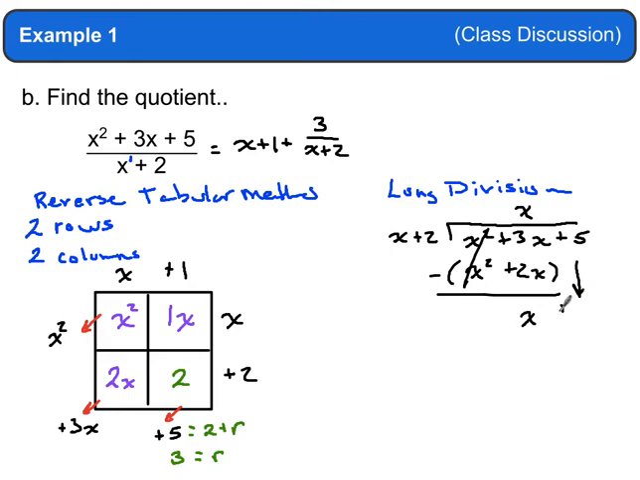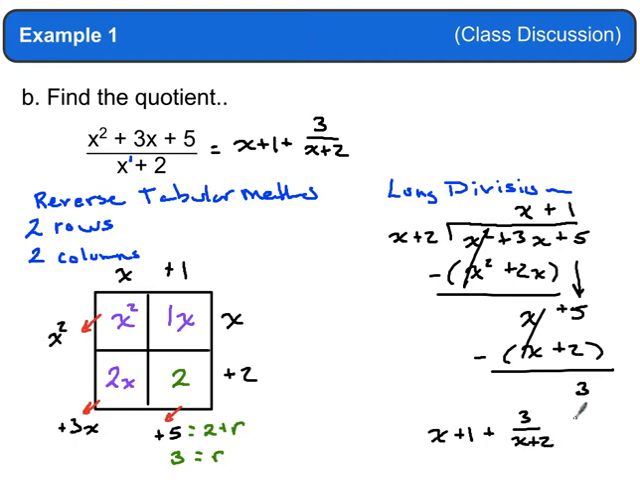We bring down our 5. x goes into x plus 1 times, so we distribute one more time, you get x plus 2. You subtract, these cancel, and there's that same 3 that we got before. Since that's our remainder, that verifies that our quotient is x plus 1, and we have a remainder of 3 over our divisor. So we see that both answers are the same, regardless of which method we take. So I'll show another one.